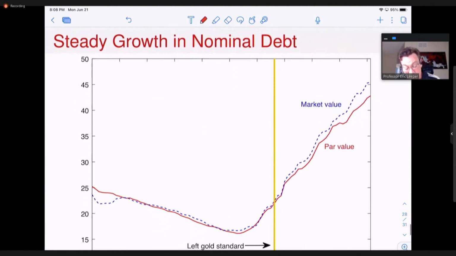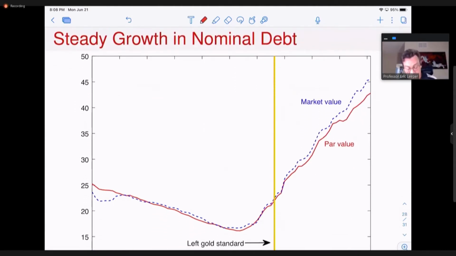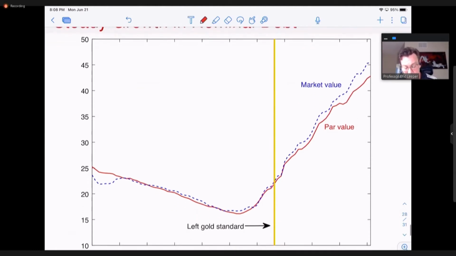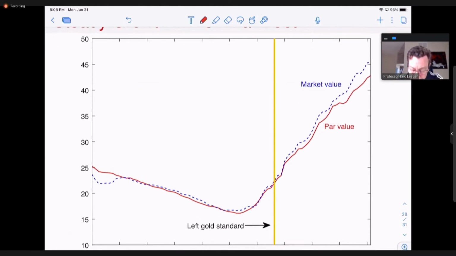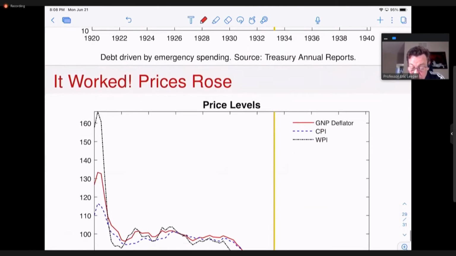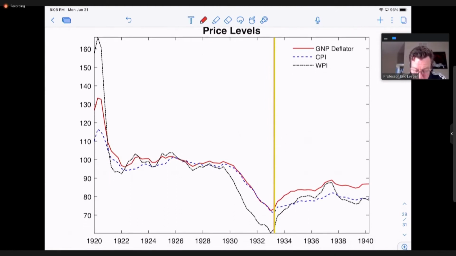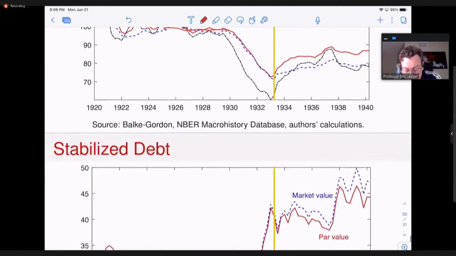And what you can see is that these deficits were financed by growth in nominal debt. So the level of nominal bonds more than doubled over this period. And that is what we argue generated this wealth effect and really jump-started the recovery. And so prices did go up. They didn't go back to the levels of the 20s, but they did go up almost as soon as this policy was adopted. And then this is my favorite picture.